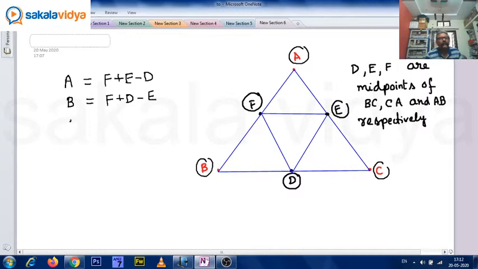So now if you want to find out C, how to find C? D plus E minus F. So in this way we can find out the vertices of the triangle if the midpoints of the sides of the triangle are given. Even this can be applied for 2D geometry also. So I need not discuss 2D geometry once again. This will be applicable for 2D geometry itself also. Right?